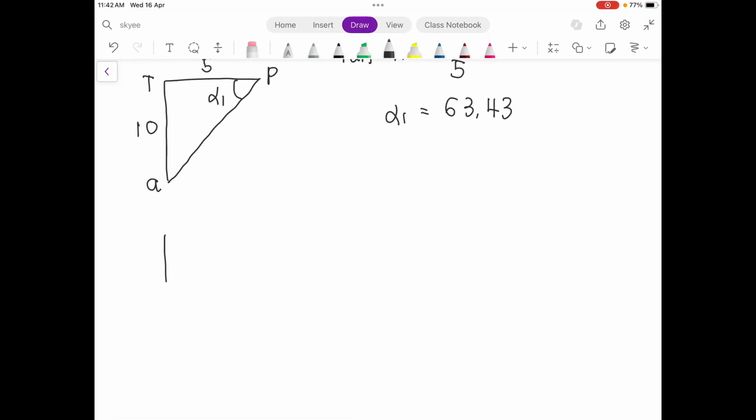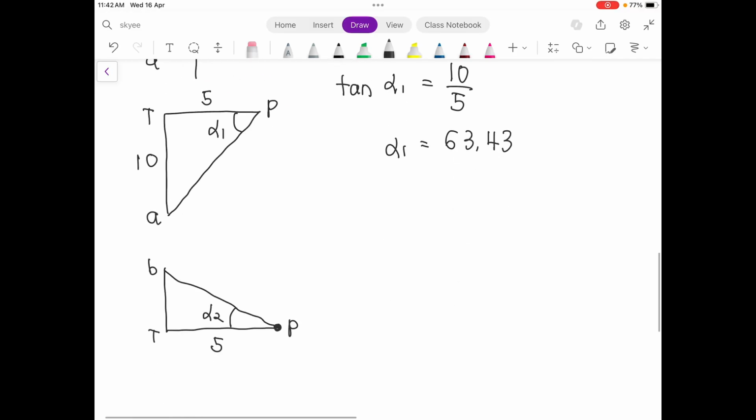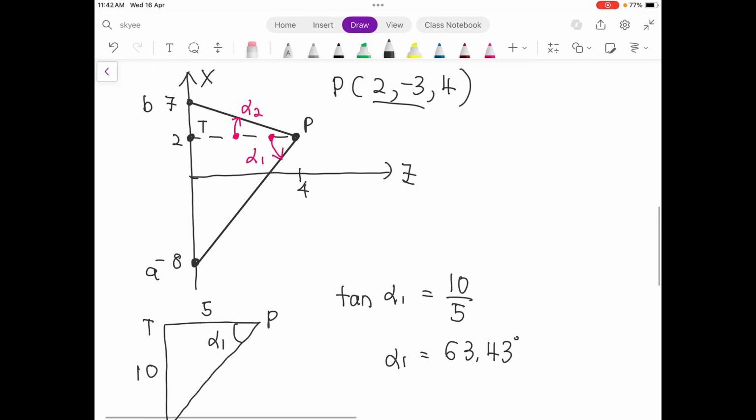Next we look at alpha 2. For alpha 2, I will be using this triangle, my P, my T, and my B. This is alpha 2, and from T to B is 5 units. So tangent alpha 2 is equal to 5 over 5. So your alpha 2 is 45 degrees, right? Degrees.